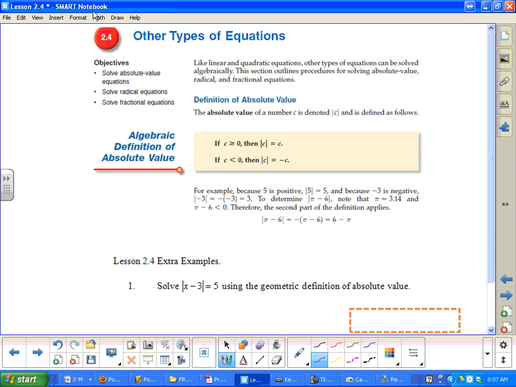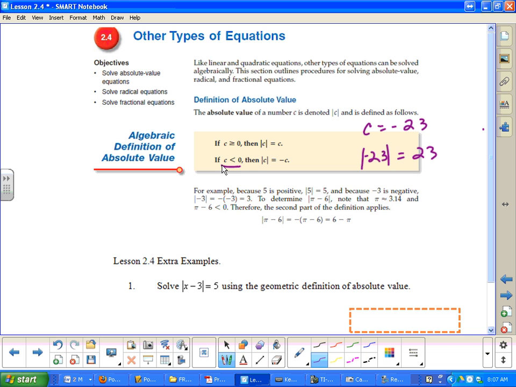If C is a negative number, absolute value of negative 23, then that's equal to 23, right? So if C is negative, then the absolute value of C is the opposite of C. Because if C equals negative 23, the absolute value of negative 23 is equal to 23, which is the opposite of that number.